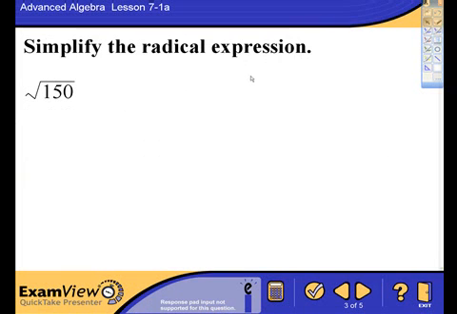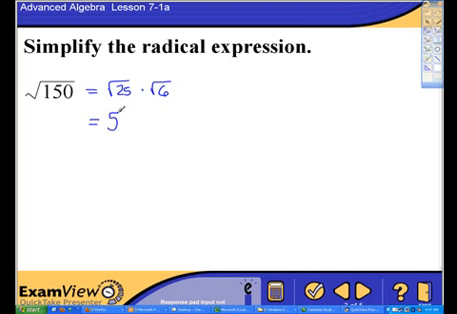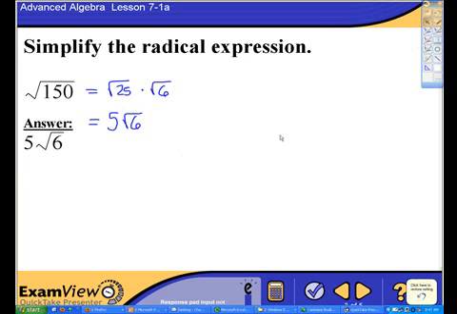Simplify the radical expression. This is something we need to spend some time with here. So I recognize root 150. I see a perfect square that goes into 150. That would be 25. I know that 25 times 6 is the same as 150. So I can simplify this down a bit. The square root of 25 is 5, and the square root of 6 is root 6. So the simplified radical would be 5 root 6. We can check our answer with theirs here. 5 root 6. Same thing we just got.